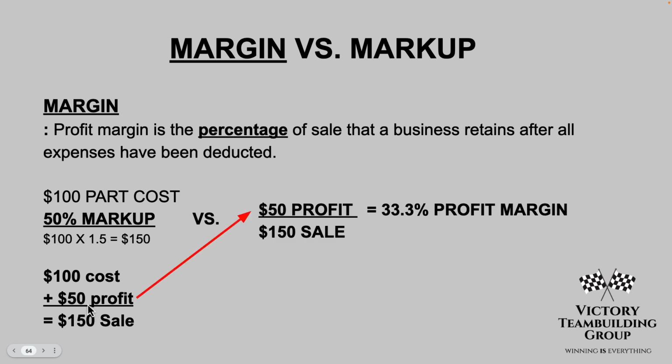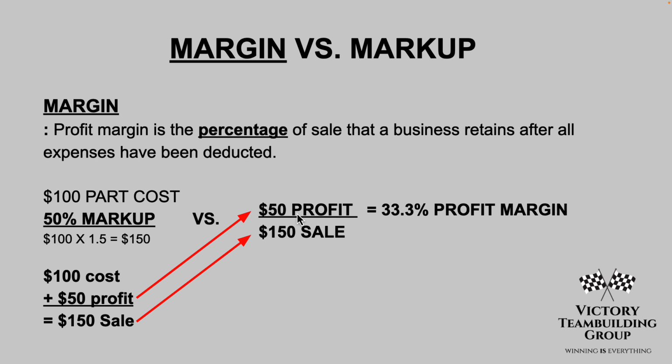So the way you get to profit margin is the percentage of the sale that a business retains after all expenses have been deducted. In this example, we're just talking about gross profit because we're talking about the cost of a part or whatever. But we take the profit and we divide that by the sale.